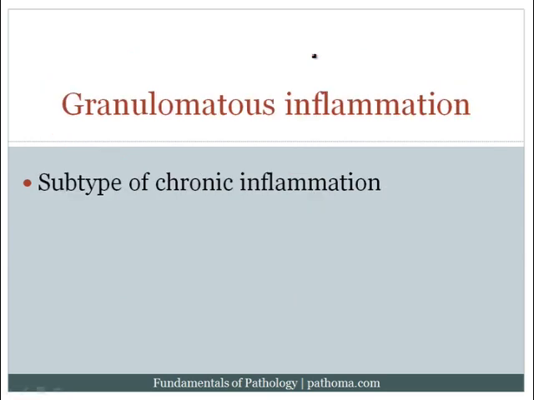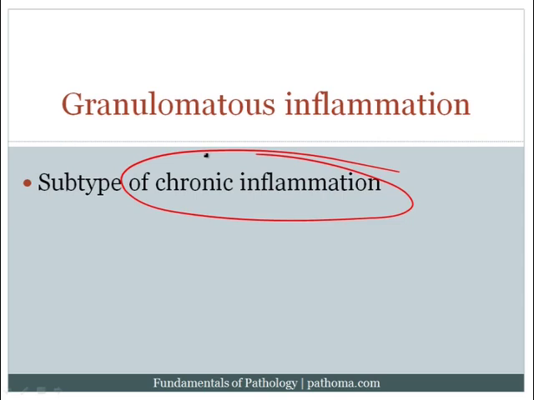Okay, next sub-discussion, and that is granulomatous inflammation. Now, when you talk about chronic inflammation, well, why don't we take a step back? When you talk about inflammation, inflammation is divided into acute and chronic. And then chronic inflammation is subdivided into granulomatous and non-granulomatous. So granulomatous inflammation is a subtype of chronic inflammation.